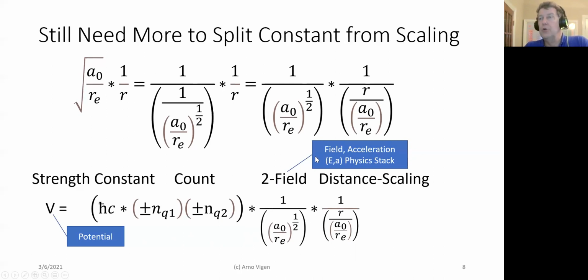And this has to do with moving between the layers, because at the potential layer, I'm not necessarily at the correct layer, and we're going to have some calculations for that. Again, H hat C is a strength constant. That's always measured Planck at equilibrium, Planck at Bohr. Okay? Then you have the count of particles.